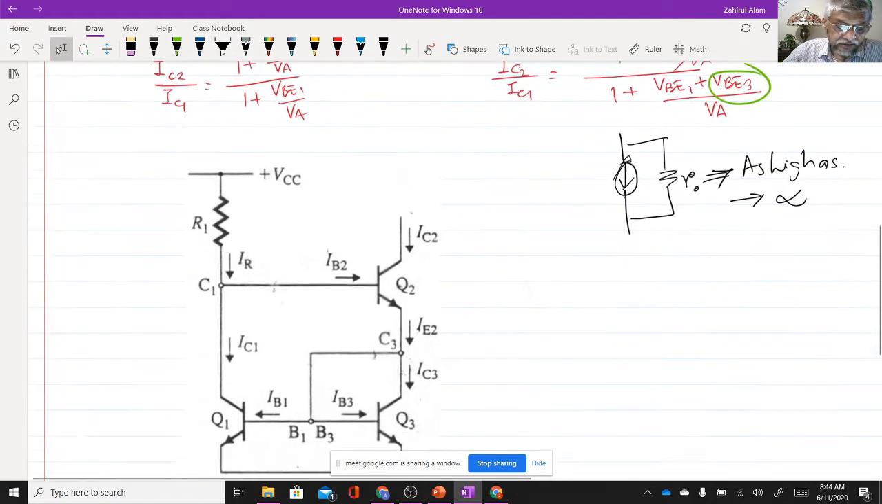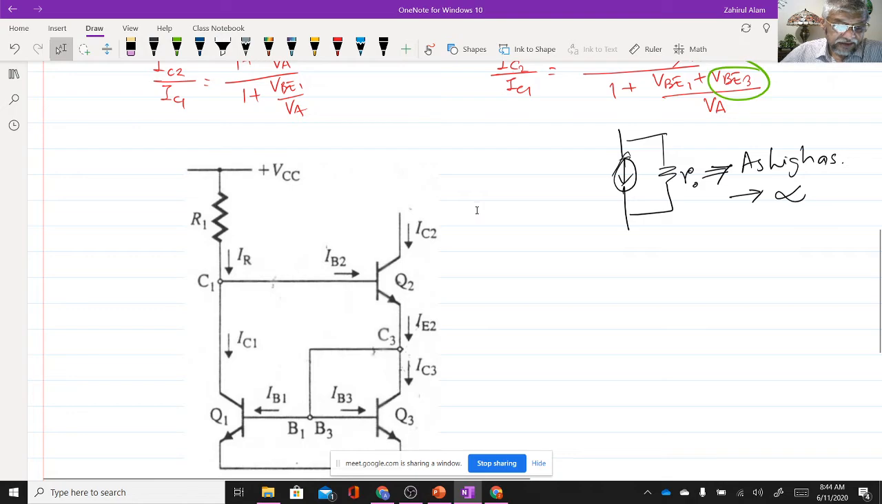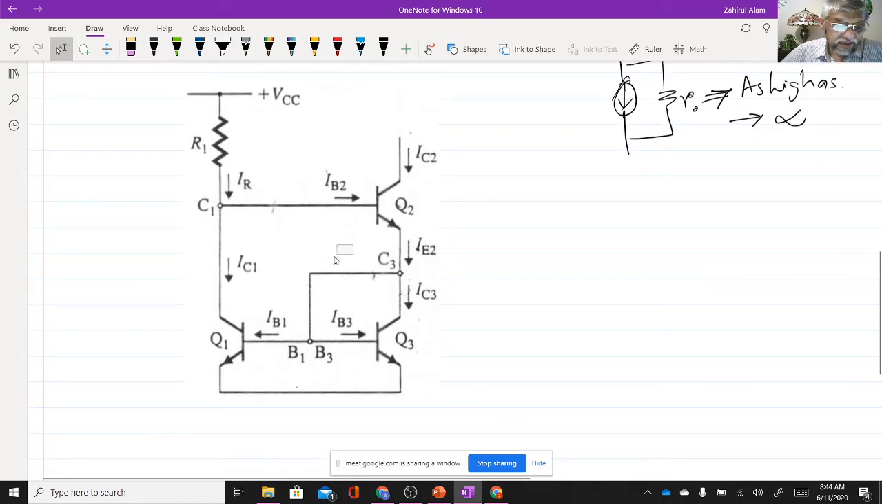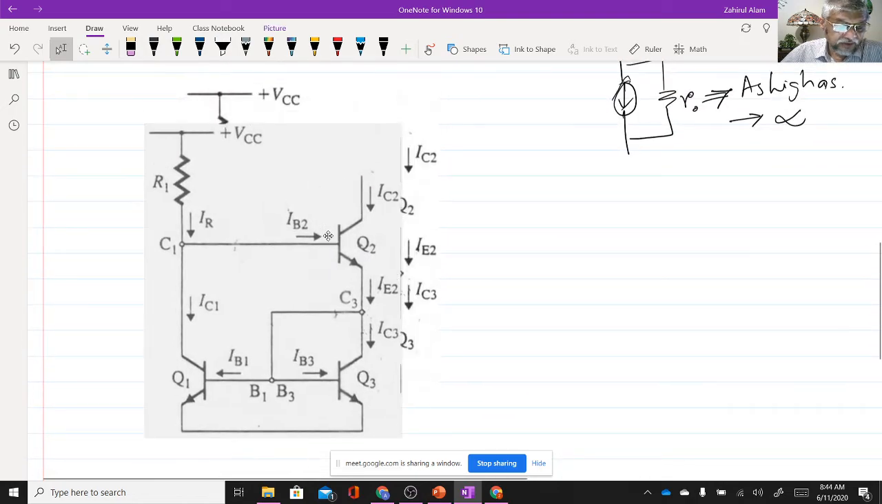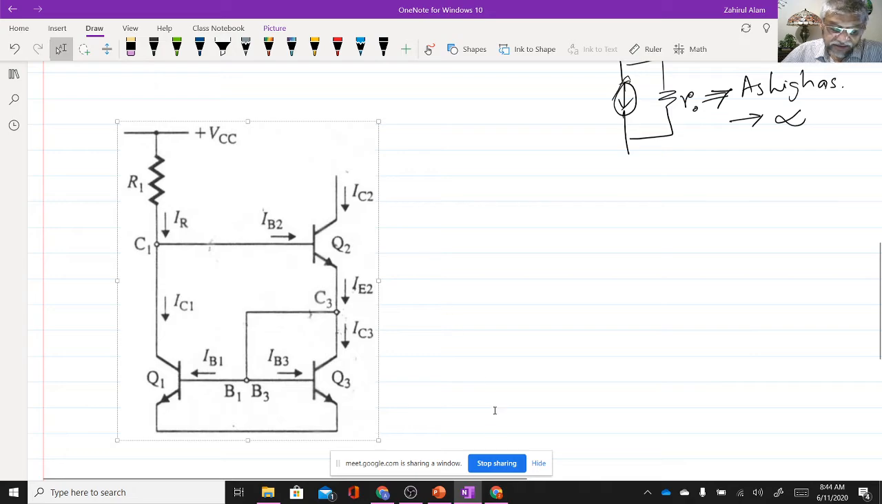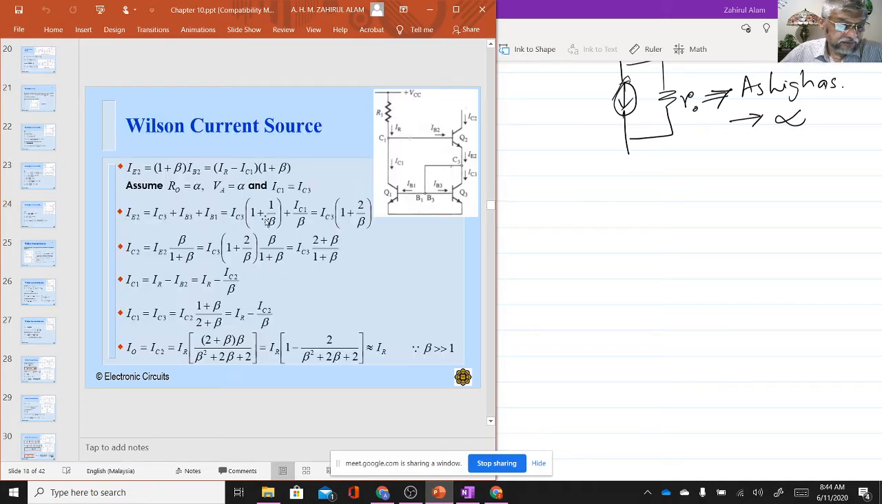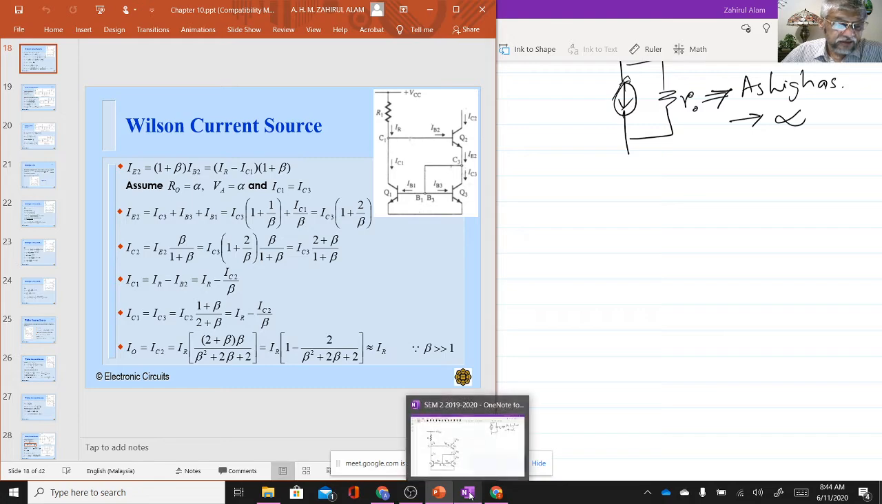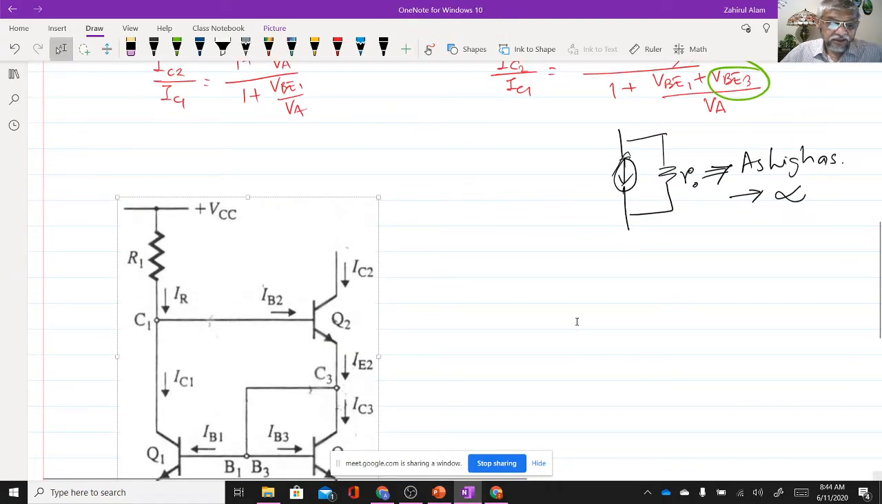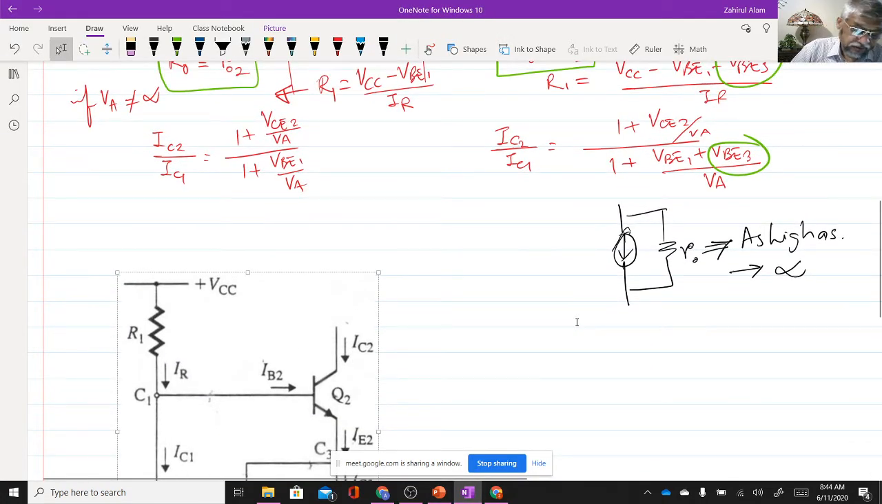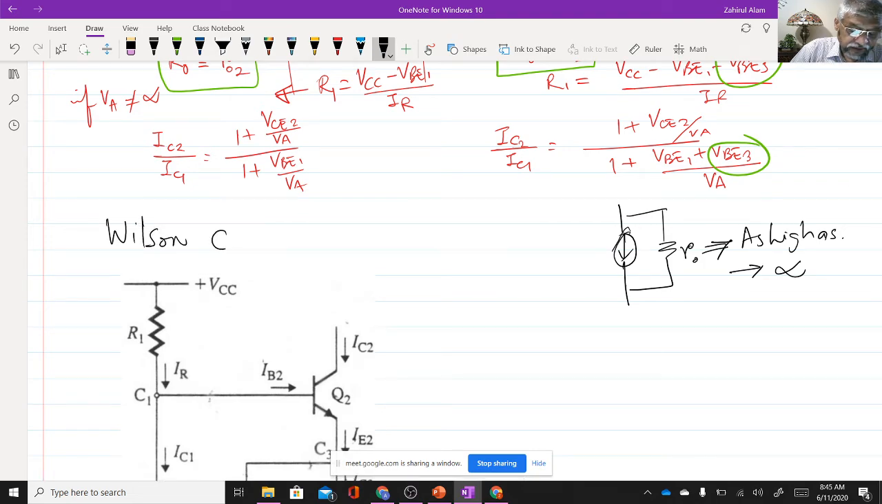In order to design this current source, there is another type of circuit which also has 3 transistors. This circuit is known as the Wilson current source. So now this is the Wilson current source.